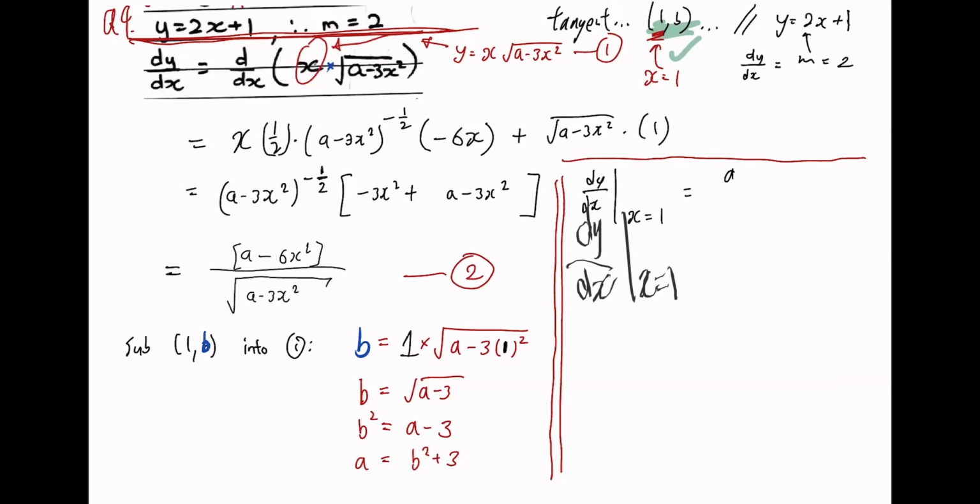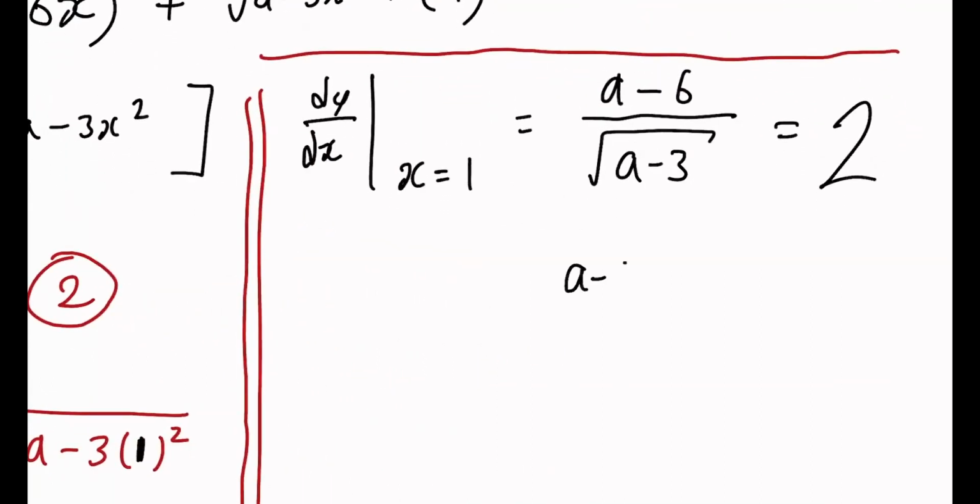This will give us a minus 6 times 1 squared, which is just 6, and a minus 3 times 1 squared, which is a minus 3 under the square root. Okay, good. So this is the gradient. But what do we know about the gradient? It's equal to 2. Very good. So from there, we can solve for A.